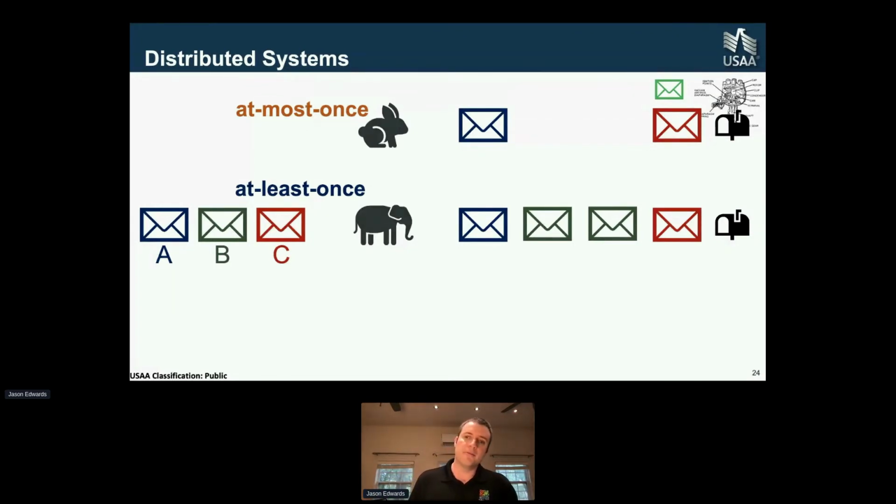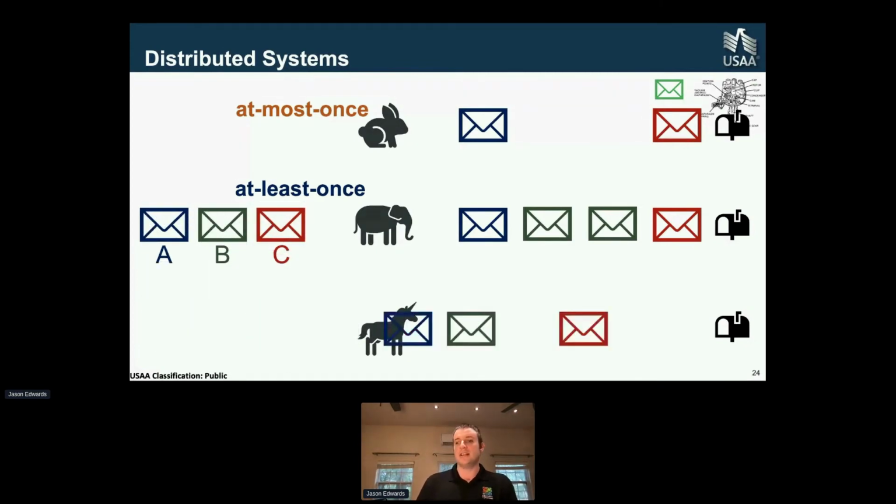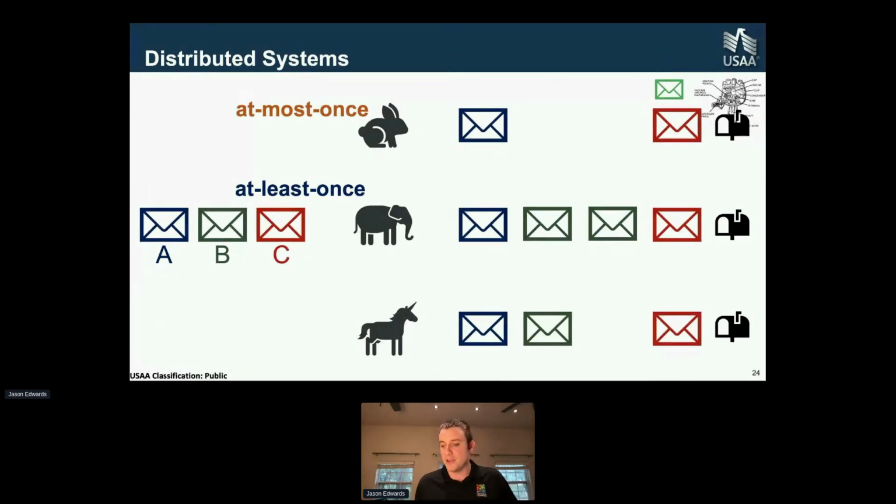They don't want a rabbit and they don't want an elephant. They want a unicorn, of course. And they want this unicorn to be able to take our pieces of information, send them to the destination without losing any and without duplicating any. They want the mythical unicorn of exactly once delivery. I don't know about you, but I've had a really hard time finding unicorns out in the wild that are willing to help me out. They're out there, but they're super rare.